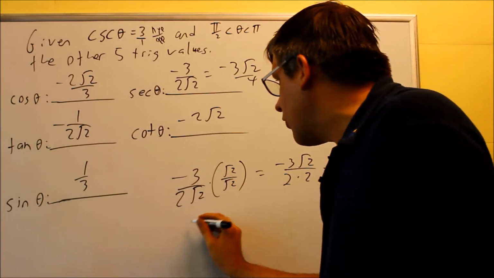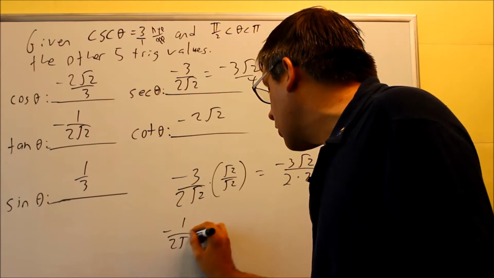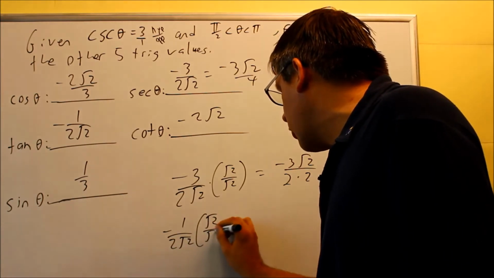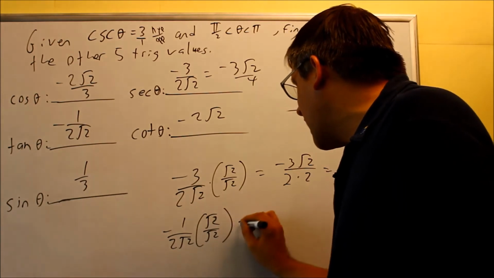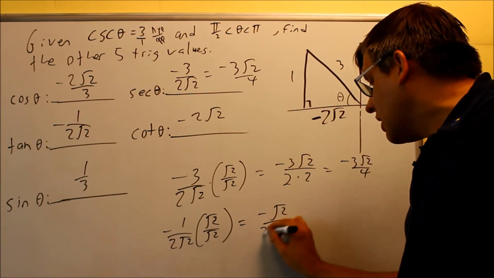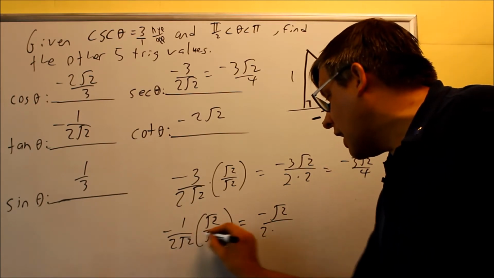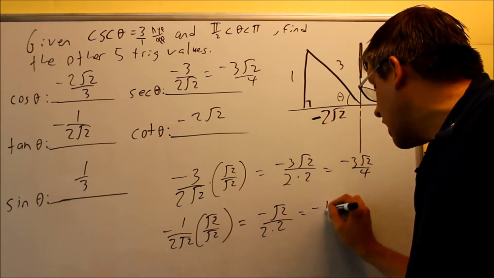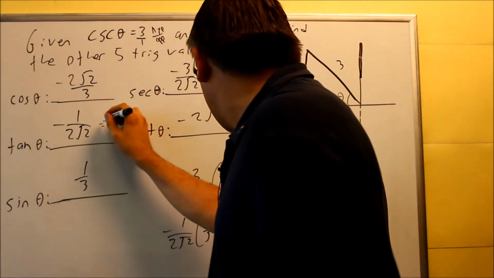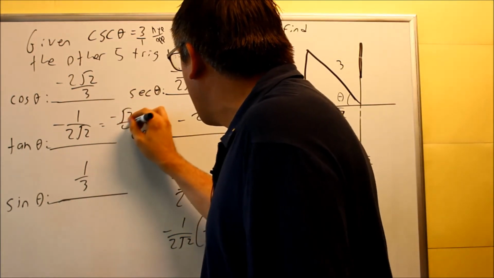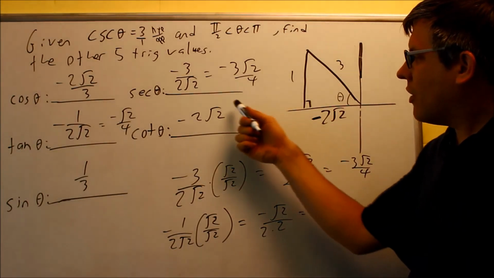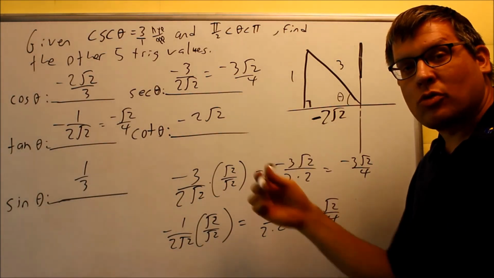If we do the other one, negative 1 over 2 radical 2, again I'm going to multiply this by radical 2 over radical 2. And if we do that, we get negative radical 2. In the bottom, I have a 2 here, but again, I get an extra 2 in the bottom, so negative 2 radical 2 over 4. So I get negative radical 2 over 4 as the correct rationalized answer. So again, every time you have a radical in the bottom, you always want to rationalize.